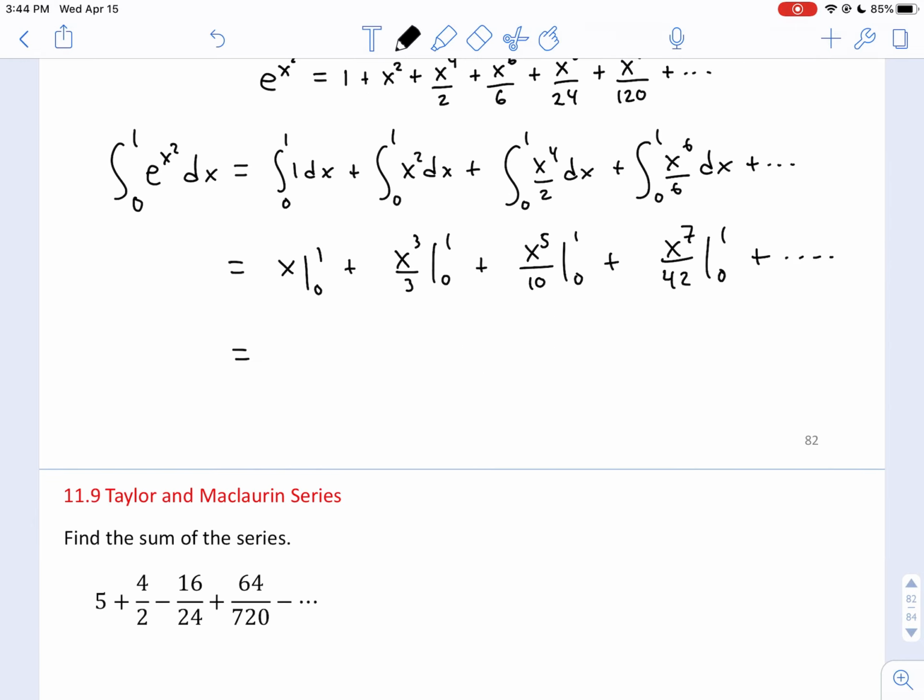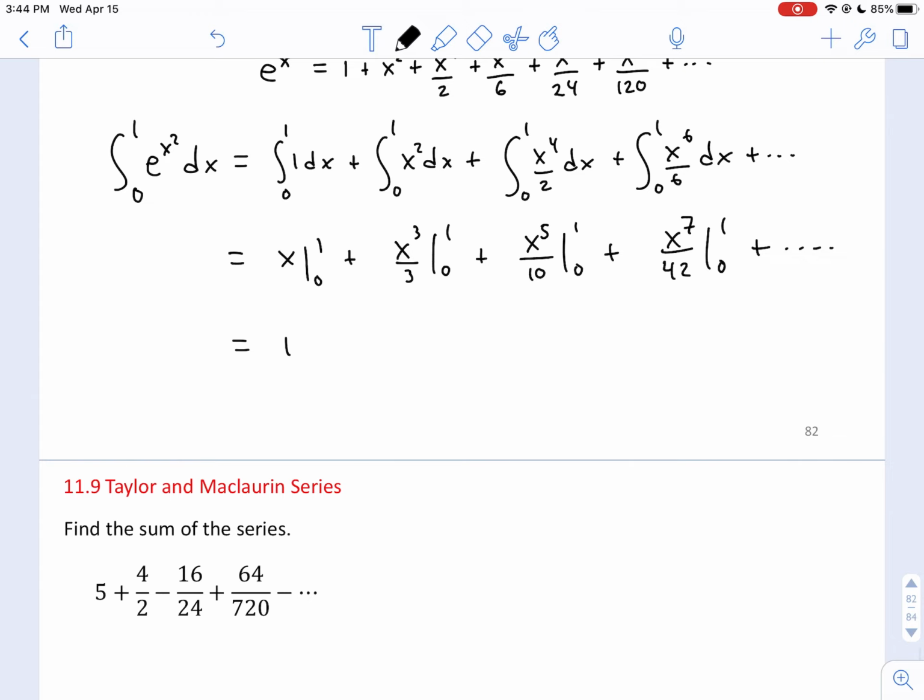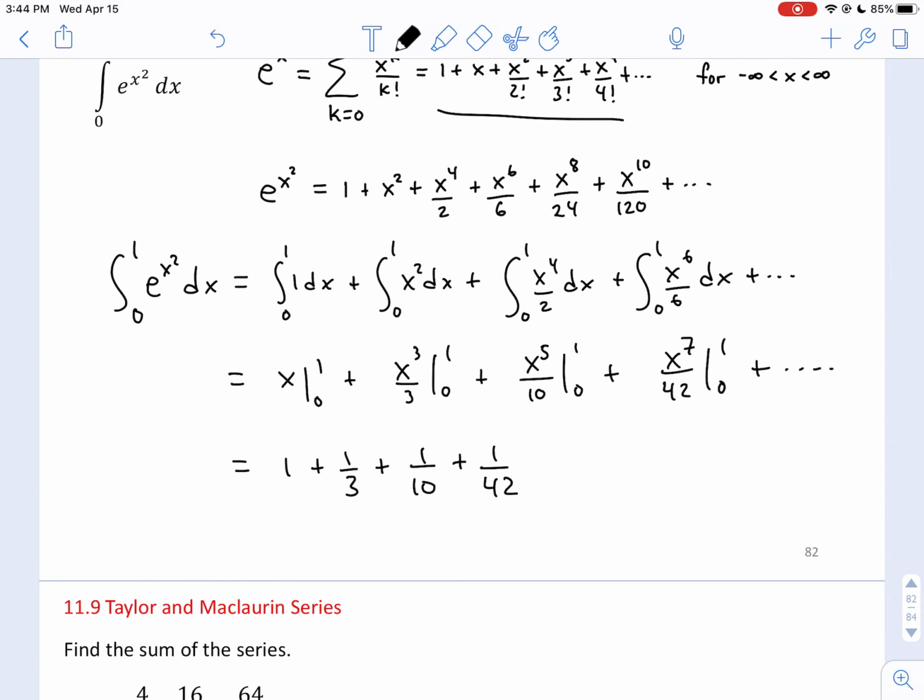Now actually evaluate. Plug in a 1, then plug in 0. So we just get 1 for the first evaluation. The next time we're going to get 1/3. Then we're going to get 1/10. Then we're going to get 1/42. Let's anticipate what the next one would have been. It would have been the antiderivative of that, which is x to the 9 over 9 times 24. 9 times 24 is 216. And then we would evaluate that. We just get 1 over 216. Hopefully I did that right in my head. Or we could leave it off. I'm just going to remember it.